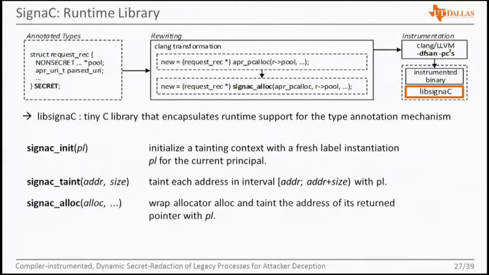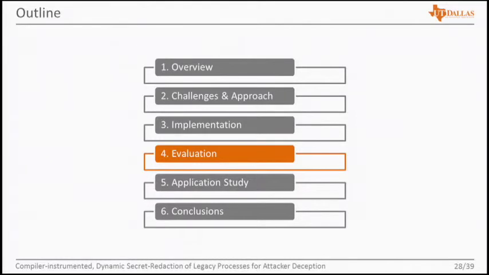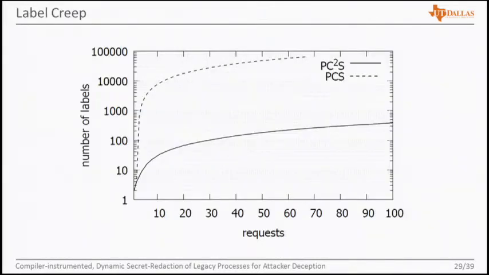And at runtime, the instrumented binary that is generated from this compilation process is accompanied by a very, very tiny runtime library that provides an initialization function and also 2 supporting functions for tainting addresses and wrapping the dynamic memory allocators. To evaluate our approach, we tested SIGNA-C in Apache, Nginx, and Lighttpd, for various different characteristics.